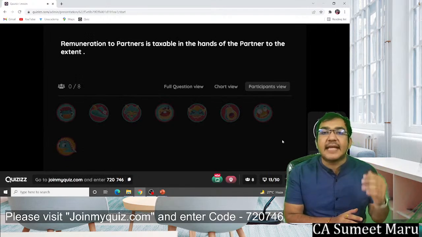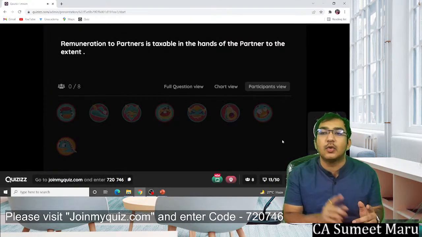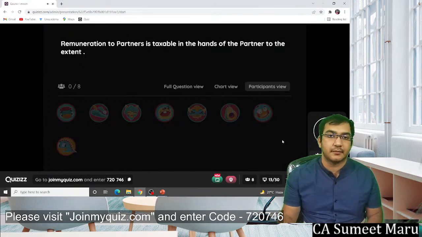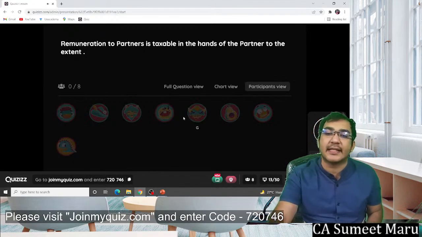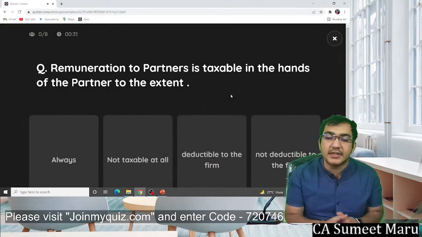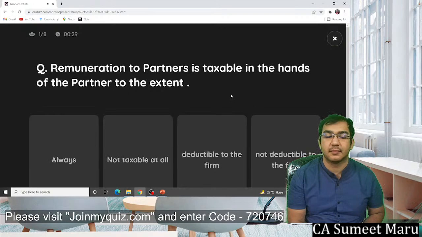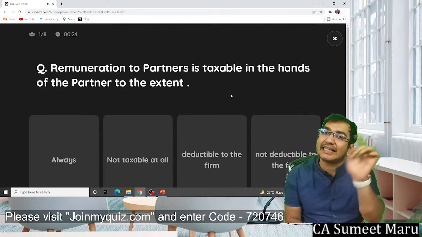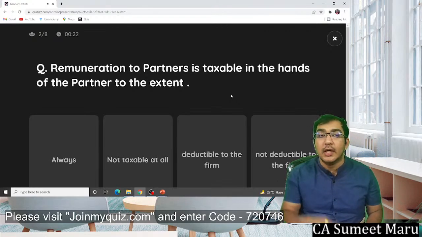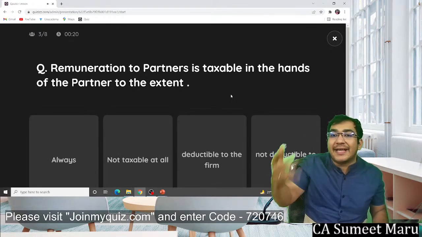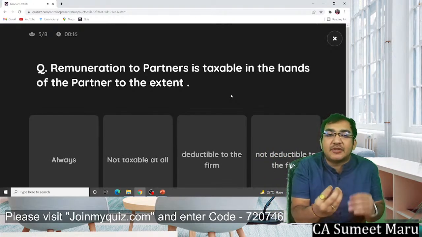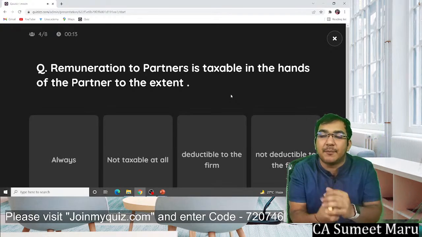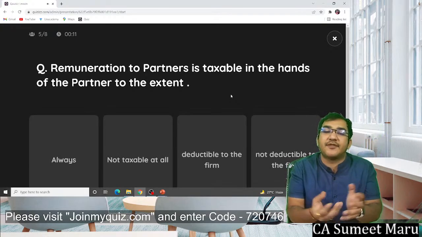Remuneration to partners is taxable in the hands of the partner to the extent dash dash. कितना remuneration partner के हाथ में taxable होगा? that they have asked you. The given extra than rule 40 then section 40A. Section 40A में जो लिमिट थी उससे ज़्यादा अगर हमने पे किया है that is taxable in the hands of partner. 40A के अंदर किया तो that's fine.